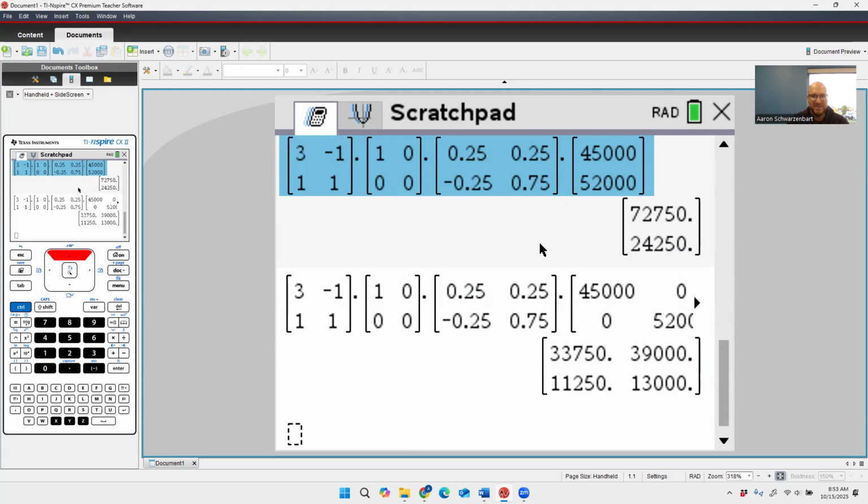This was the internet one, so the last one was just the stable state they started with. The last one was what they started with. The stable state is 72,750, 24,250.